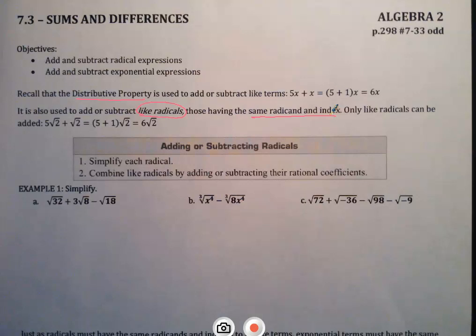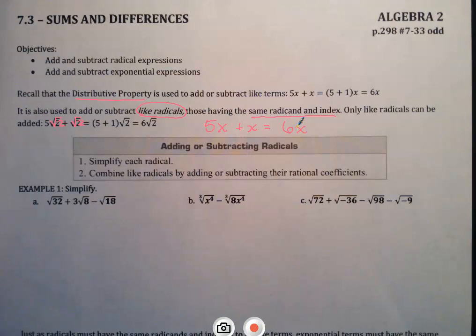So only like radicals can be added. If we look at this example, we have 5 times the square root of 2 plus the square root of 2. The part about them that is alike is the square root of 2. That's like saying I have 5 square roots of 2 and another 1 square root of 2, so there are 6 square roots of 2. It's the same thing as when we say 5x plus x equals 6x.